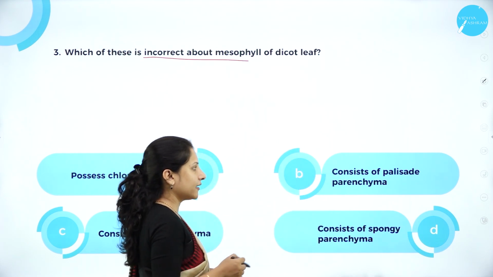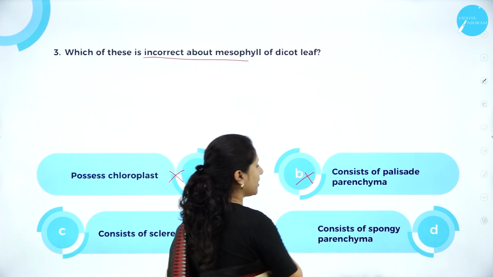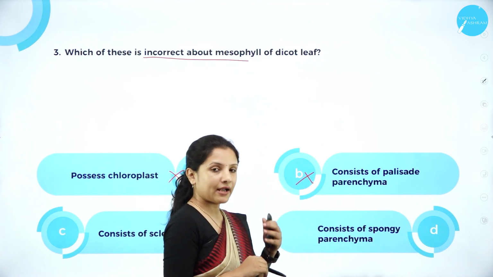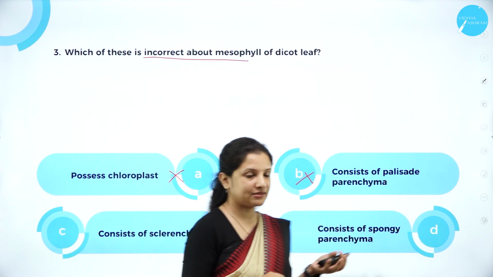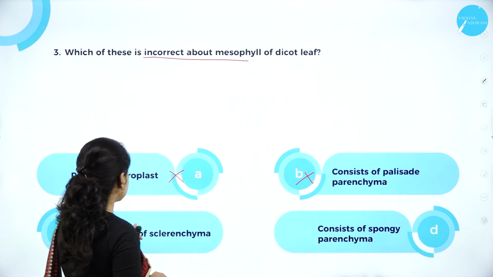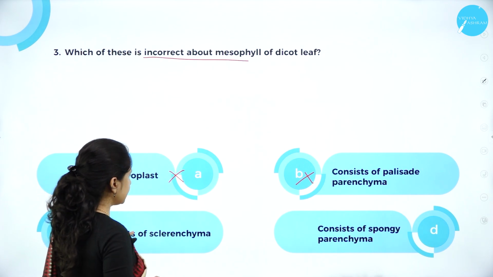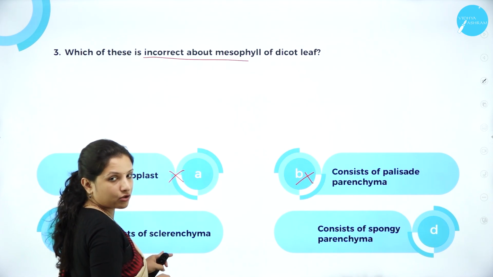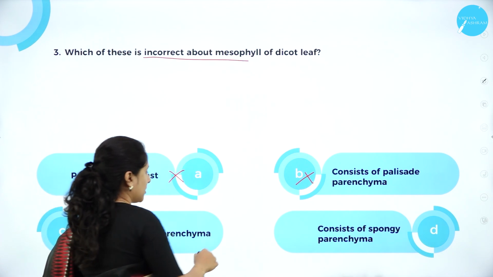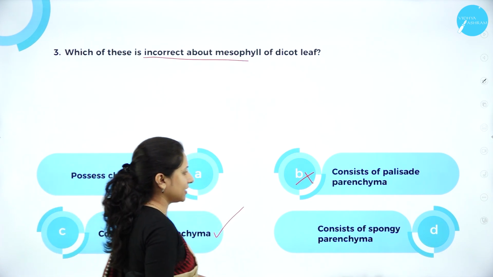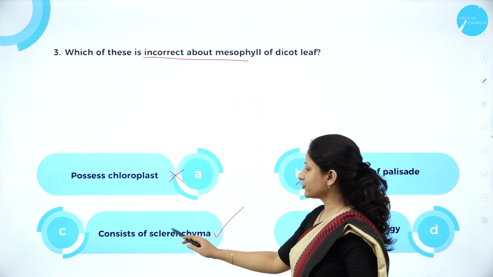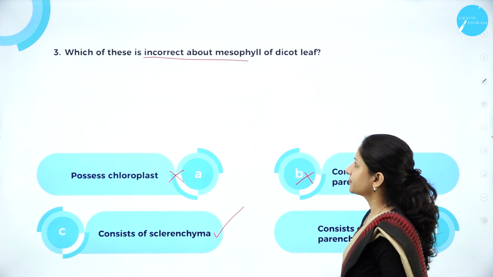Consists of palisade parenchyma, yes, towards the upper epidermis or towards the adaxial epidermis, they have palisade parenchyma. Next, consists of sclerenchyma, consists of spongy parenchyma. Here, neither the monocot nor the dicot leaf has sclerenchyma. So, therefore, option C is the right answer here, because this is not true about the dicot leaf.